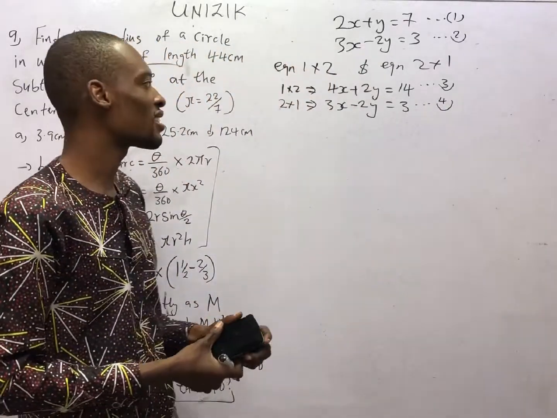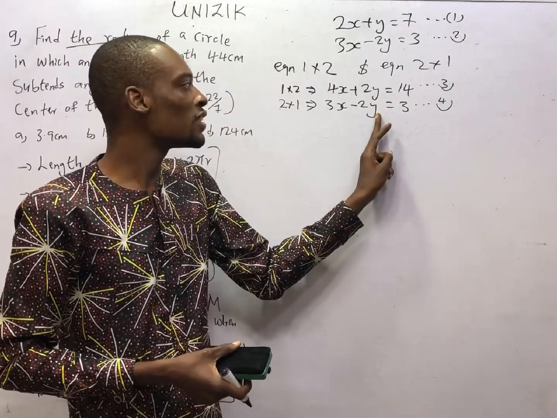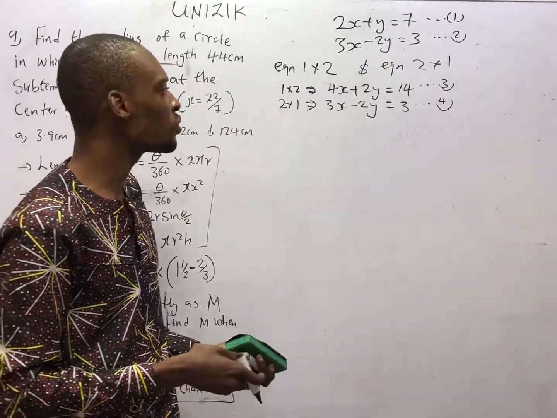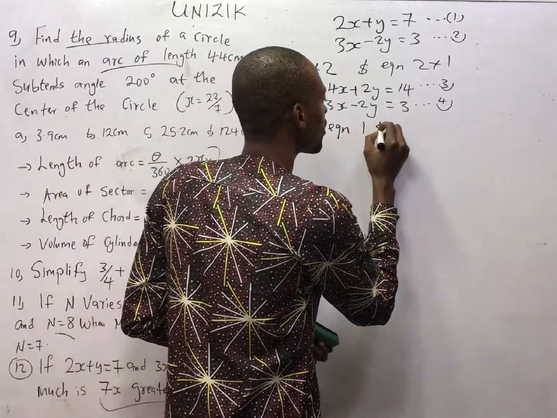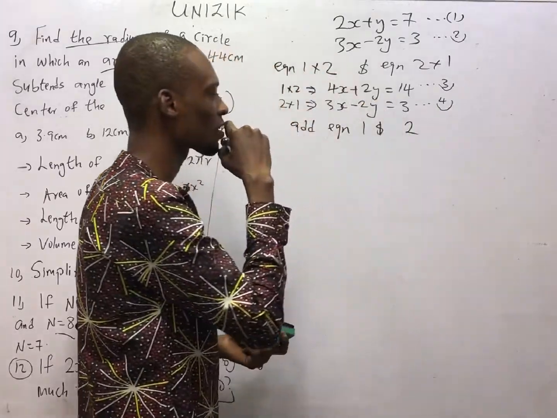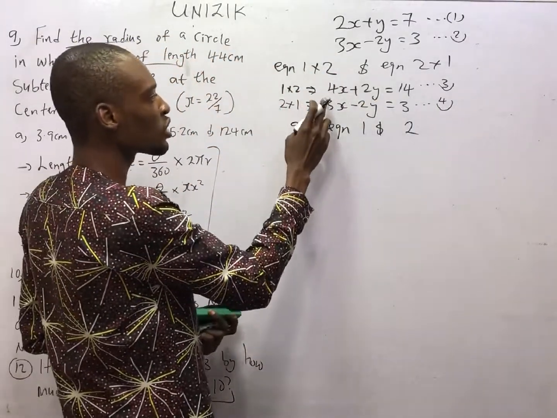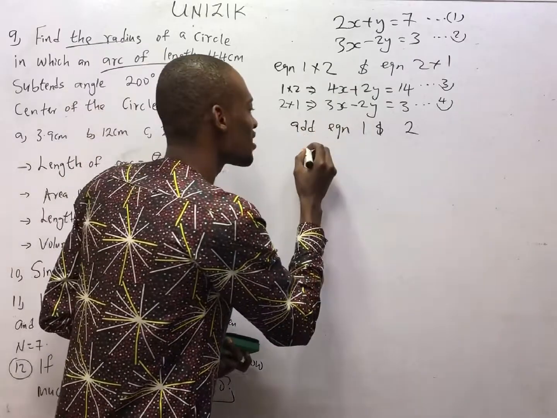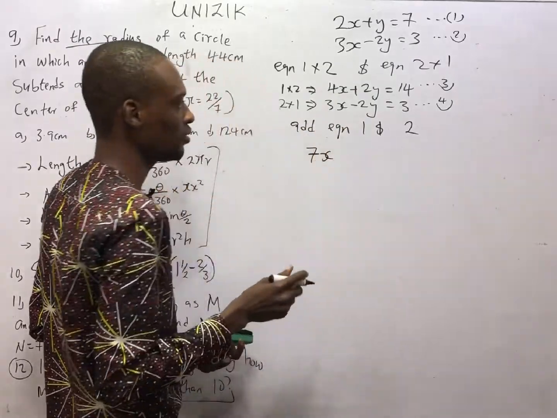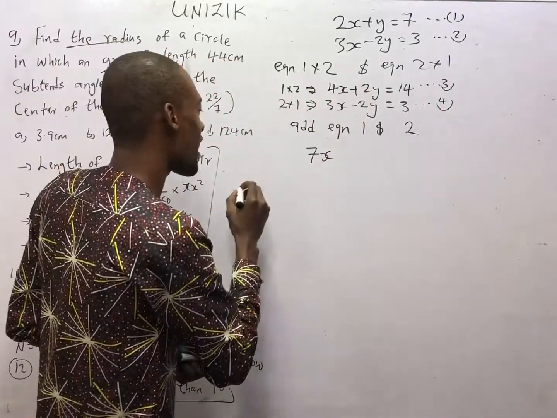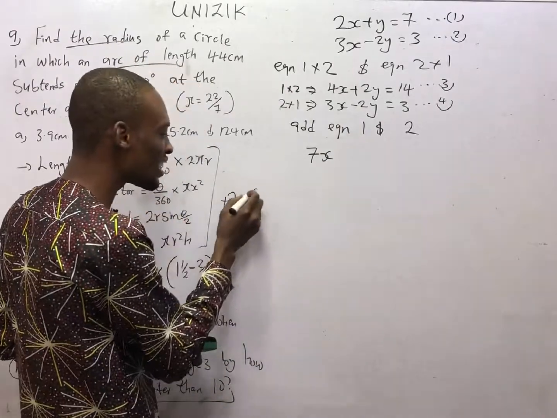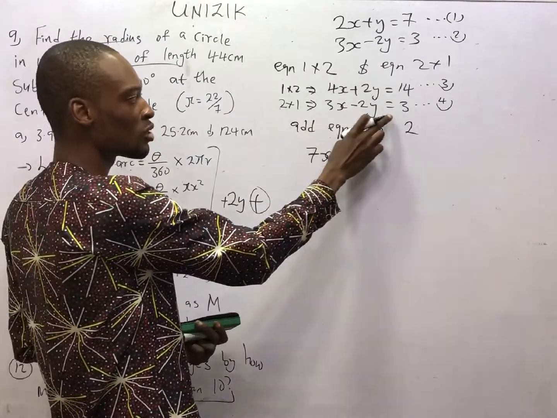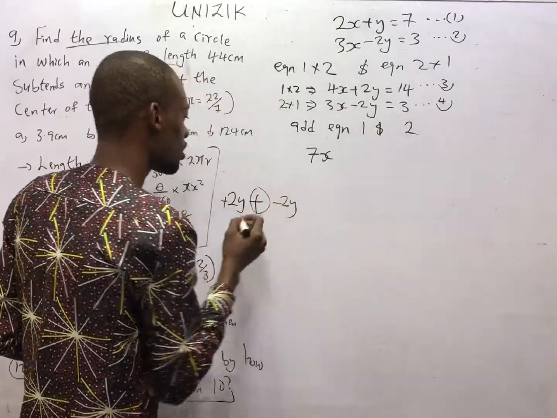Right now, you can see that the value of y here and the value of y here are the same. What do we do? Add equation 1 and 2. Adding equation 1 and 2, 4s plus 3s is 7s. And look at this, 2y plus 2y, this is the add that we are adding. Then here is minus 2y.